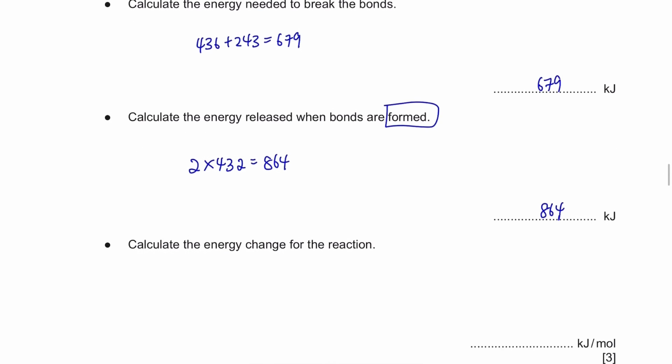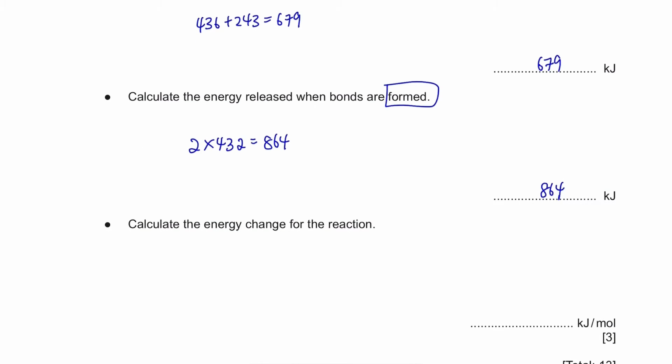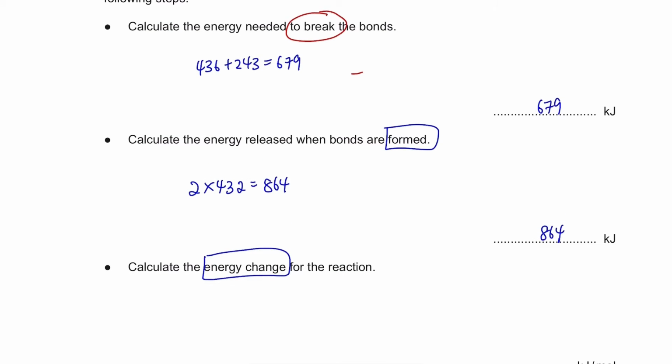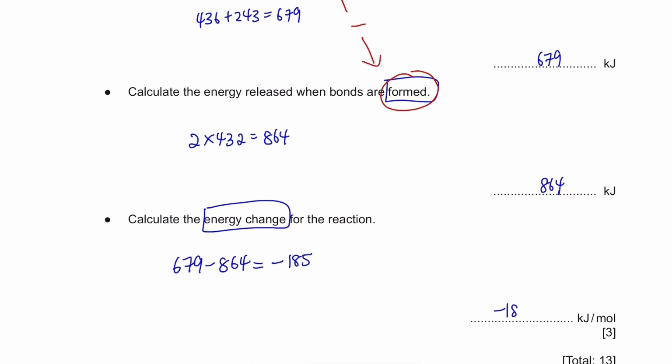Then calculate the energy change for the reaction. To calculate the energy change, it's the energy needed to break the bonds minus the energy released when bonds are formed. 679 minus 864 equals negative 185. It's extremely important that you put this negative sign here.